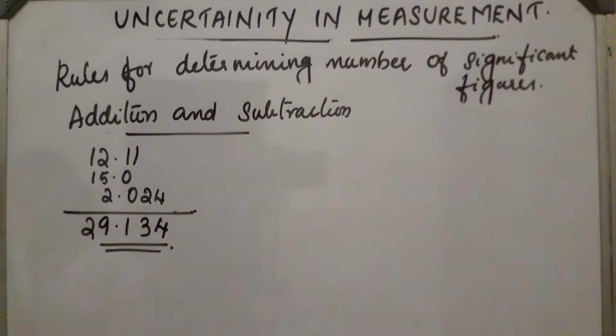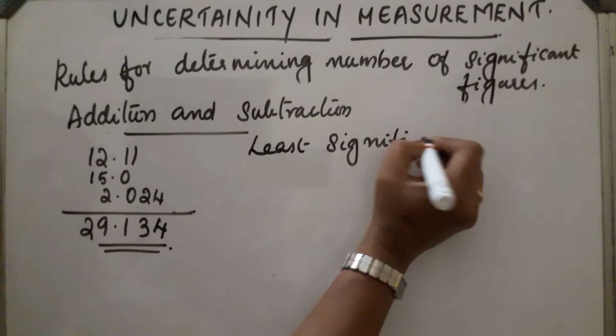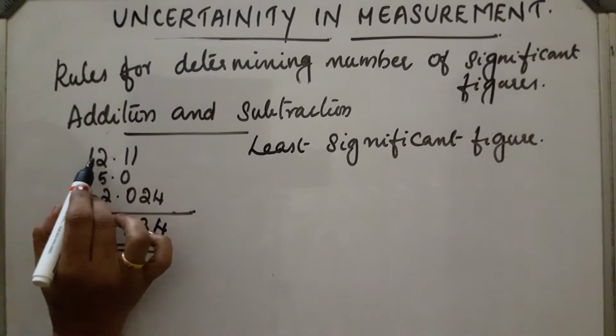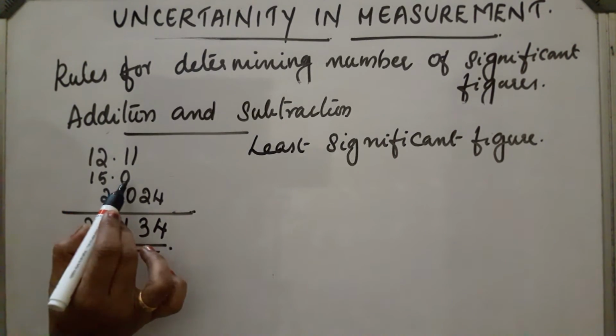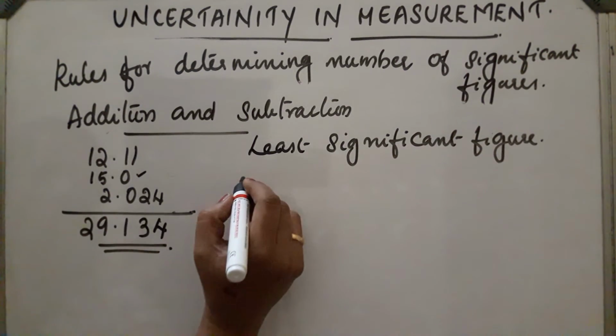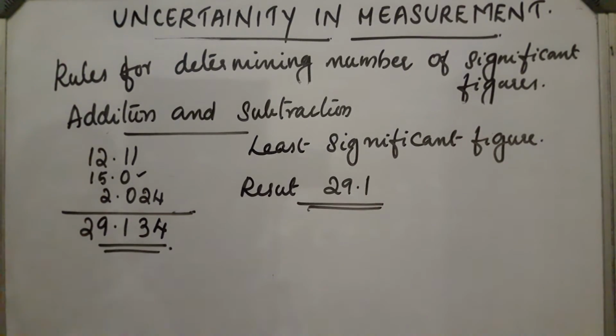How can we write the result? When doing addition or subtraction, we have to report to the one which has the least significant figures. So, how can we report the value? Here, this one has 4 significant figures, this has 3, and this has 4. So we take the one with the least significant figures, which is 3. So the result will be 29.1. Okay. So the result will have 3 significant figures.